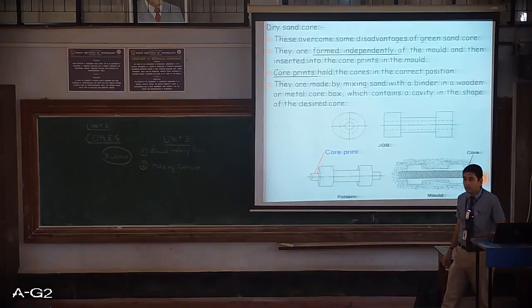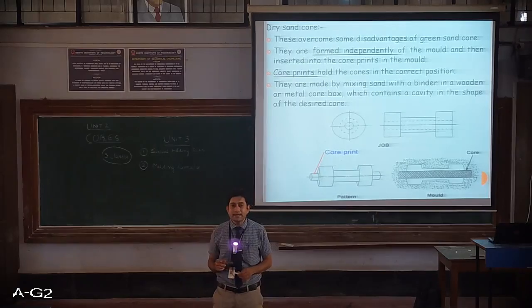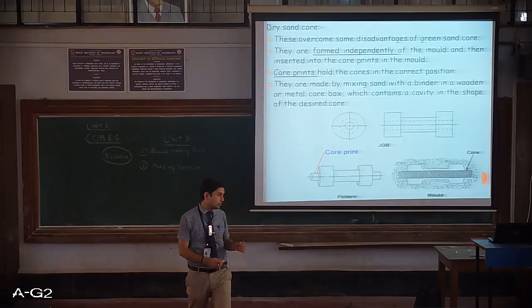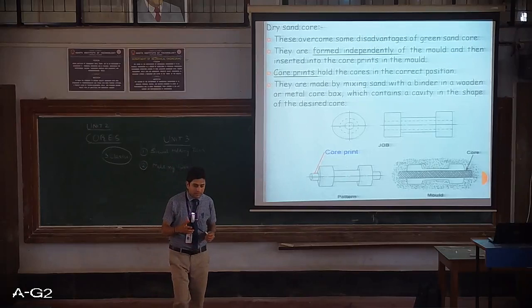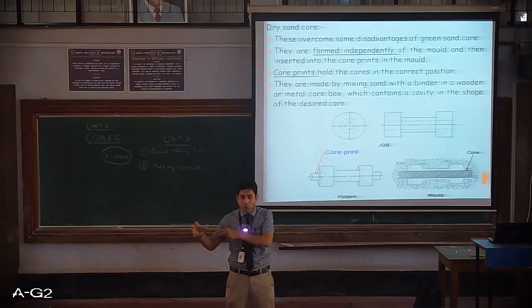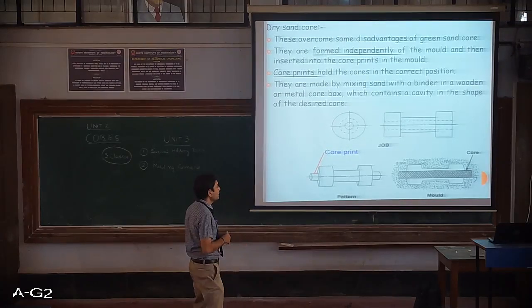Then the next type of core is called a dry sand core, wherein the sand used is dry. It is not green, it is dry. Here the core is made separately outside the mold cavity, and once you prepare that core, it is brought and put inside the mold cavity. That type of core is called a dry sand core. Very simple. If you are making the core within the mold cavity itself, it is called a green sand core. If you are making the core separately outside and then placing it inside the mold cavity, it is called a dry sand core. As simple as that.